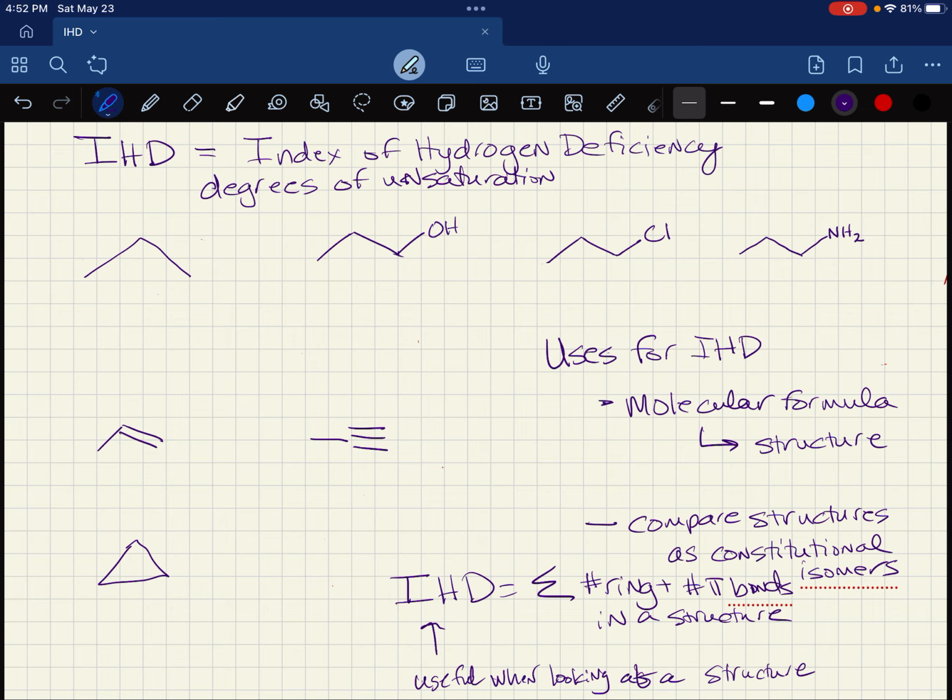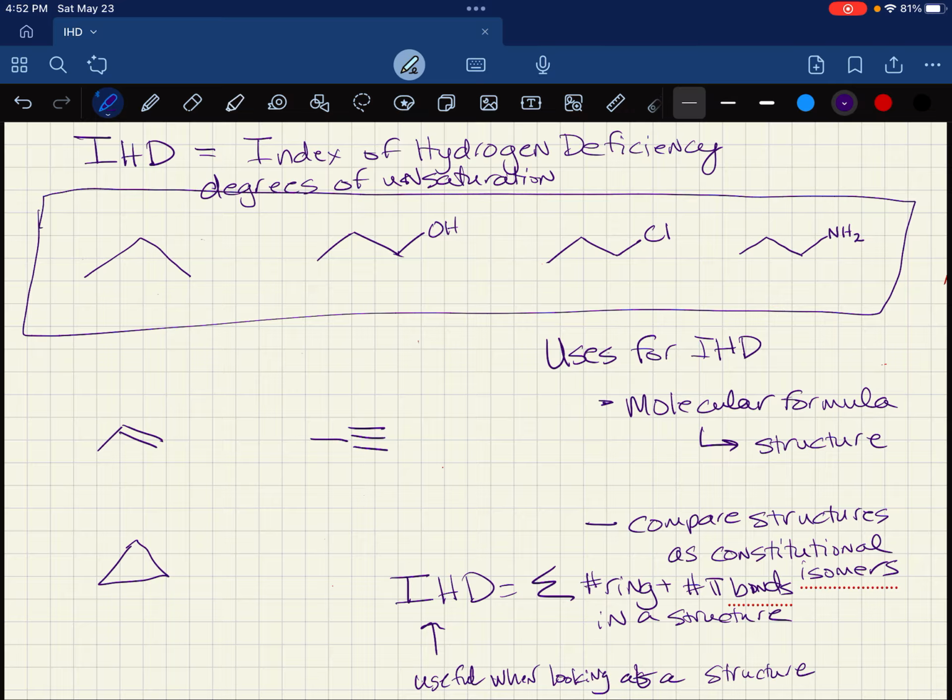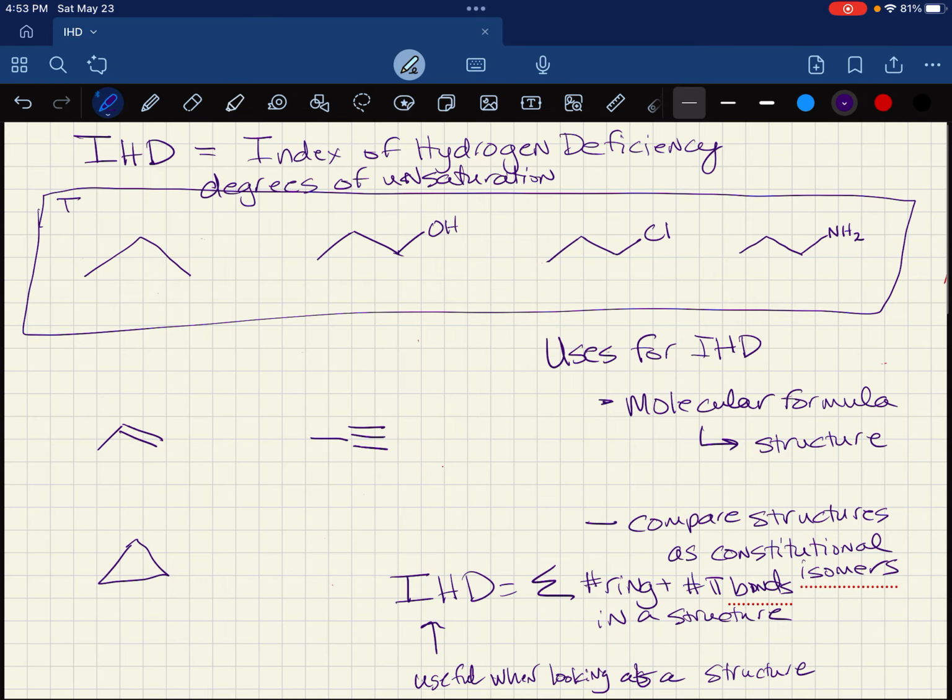So just as an example, for the structures I already have drawn here, we can determine the IHD simply by counting the number of rings and the number of pi bonds and then adding those numbers together. So here, all of these are fully saturated with hydrogen, carbon atoms and other atoms. So there are no pi bonds, there are no rings. So all of these would have an IHD equal to 0 because there are 0 rings and 0 pi bonds.